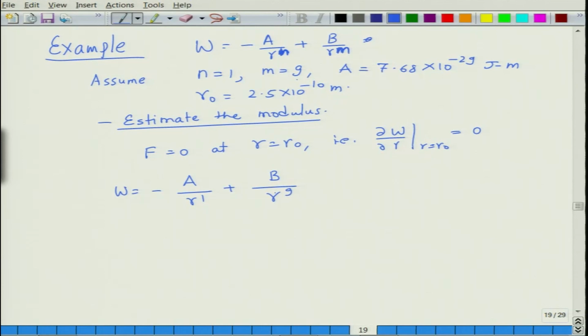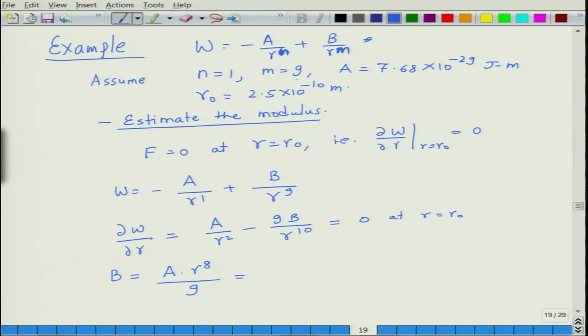So del W by del R will be equal to A divided by R square minus 9B divided by R to the power 10, and this is equal to 0 at R is equal to R naught. So now B will be equal to, in that case, A into R to the power 8 divided by 9.